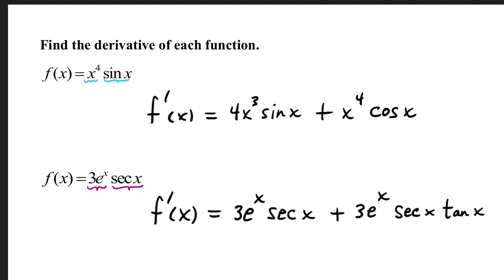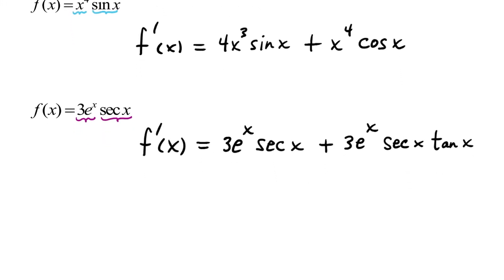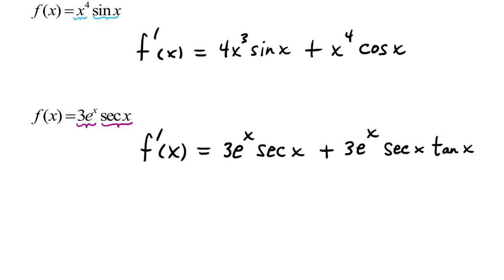Second function, we have the product of 3e to the x and secant x. Derivative of the first term is 3e to the x. Secant x stays the same, plus 3e to the x. We're going to leave the first term alone. And then the derivative of secant x is secant x tangent x. If you wanted to factor out a 3e to the x secant x, you can. You don't necessarily have to. But this is what it would look like if you did.